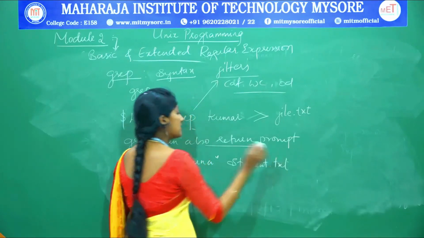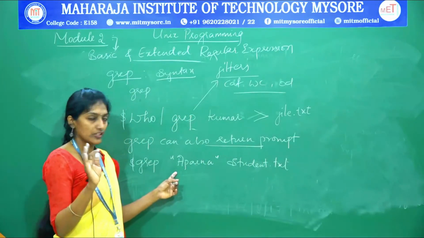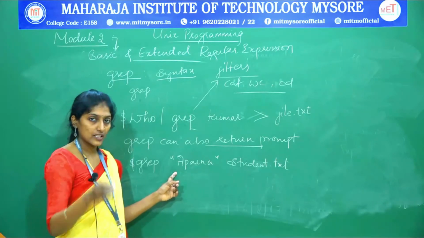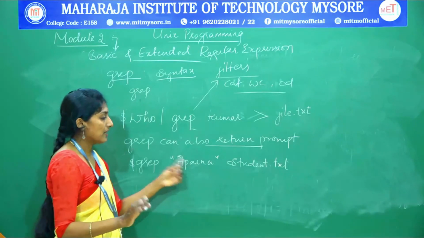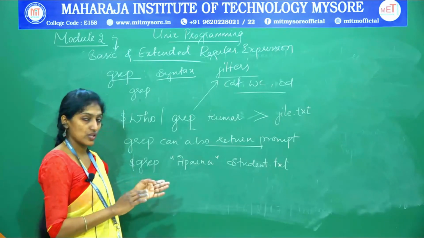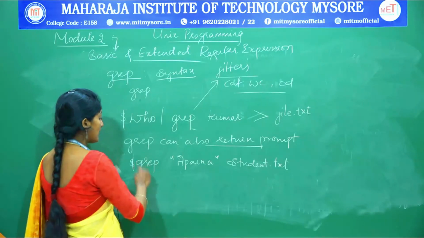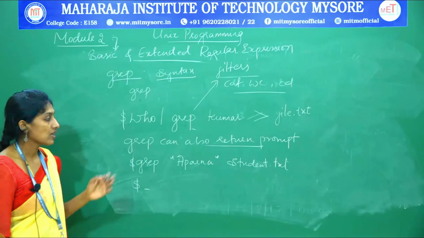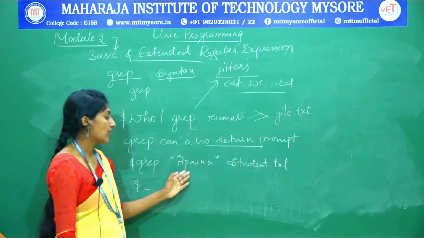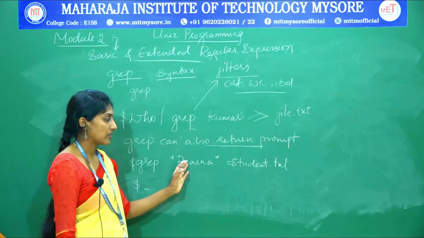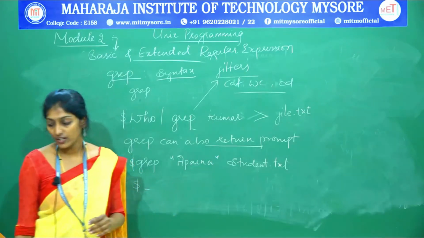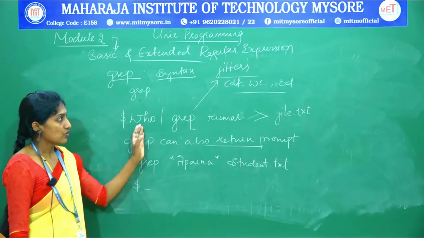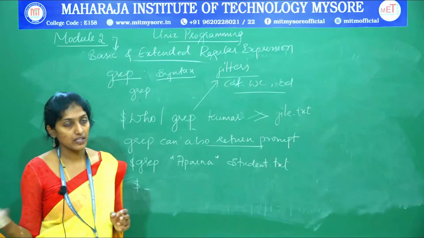But actually I have only four student names in it: Ram, Ravi, Ramesh, Ravish and one more, Ramya. The student name Aparna was not there in the student.txt file. At that time grep just returns the prompt, because it is unable to locate the pattern I am trying to search for from the student.txt file. This is how the grep command is used.